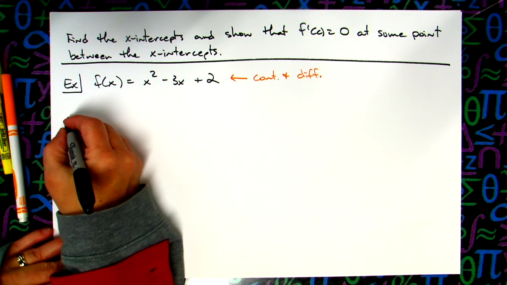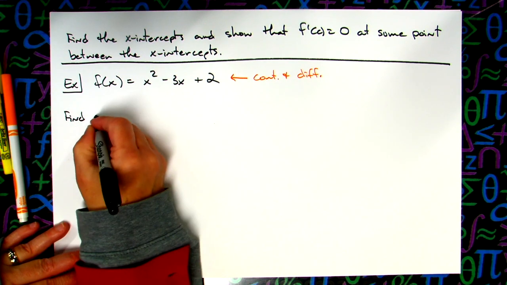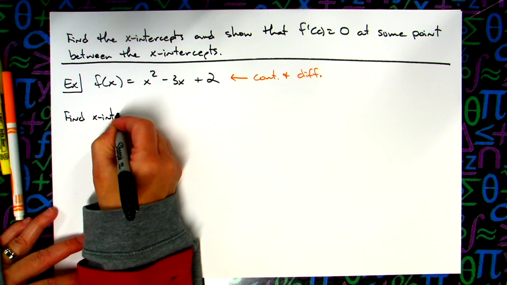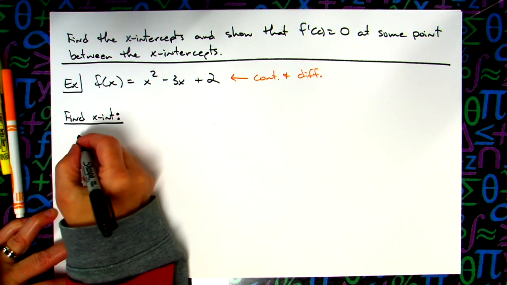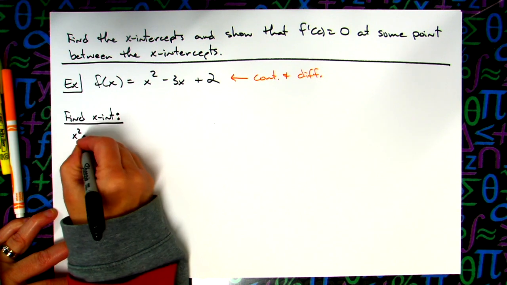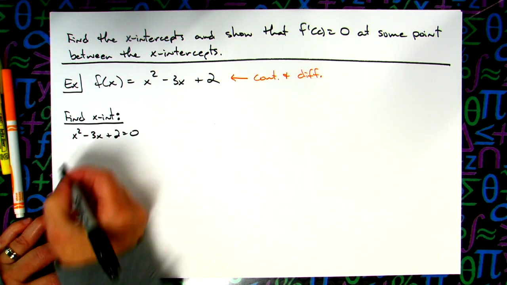So first step on this one, I've got to find those x-intercepts. How do we find x-intercepts? We basically solve the equation, right? So we're going to take that polynomial curve and set it equal to 0 so that we can solve it. We're going to solve by factoring.